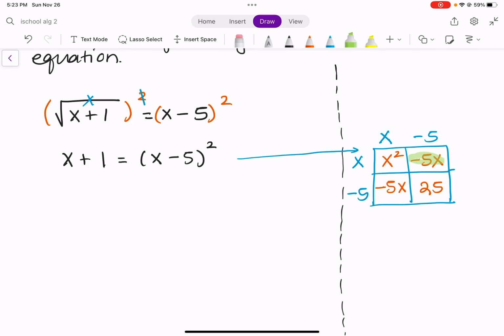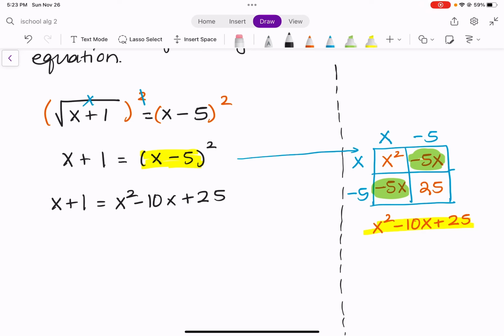If you notice, these are our like terms, right? So in your calculator, if you do negative 5x minus 5x, you're going to get negative 10x. And then we just bring down the x squared and the plus 25. So I can now rewrite this part as this. These are the same thing. So I'm going to have x plus 1 equals x squared minus 10x plus 25.